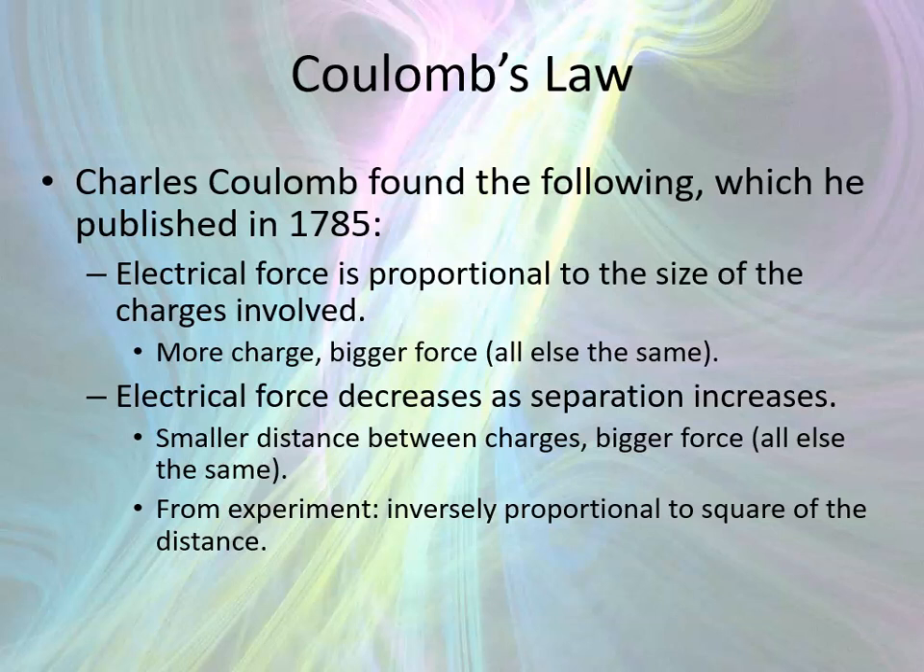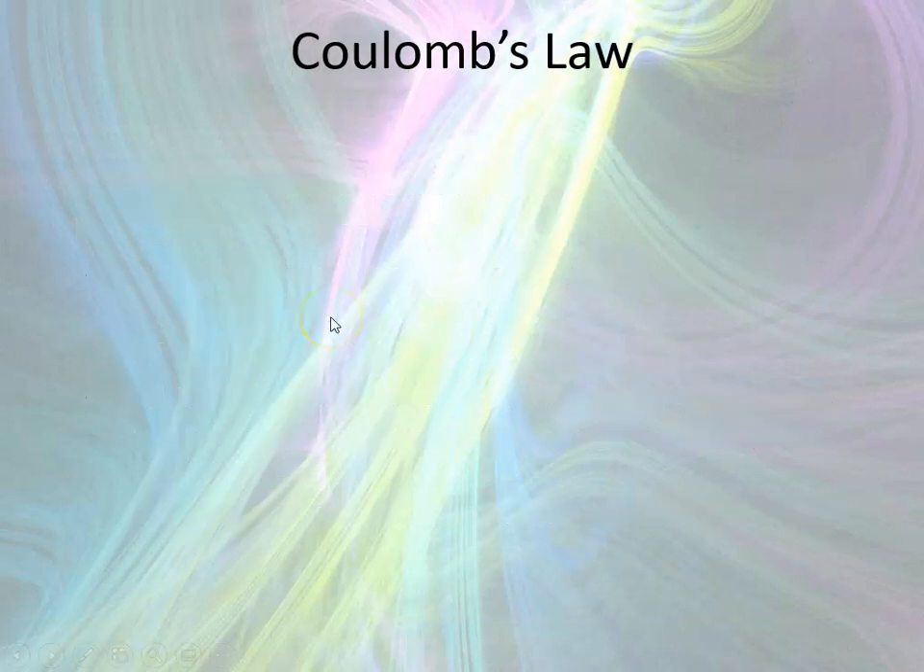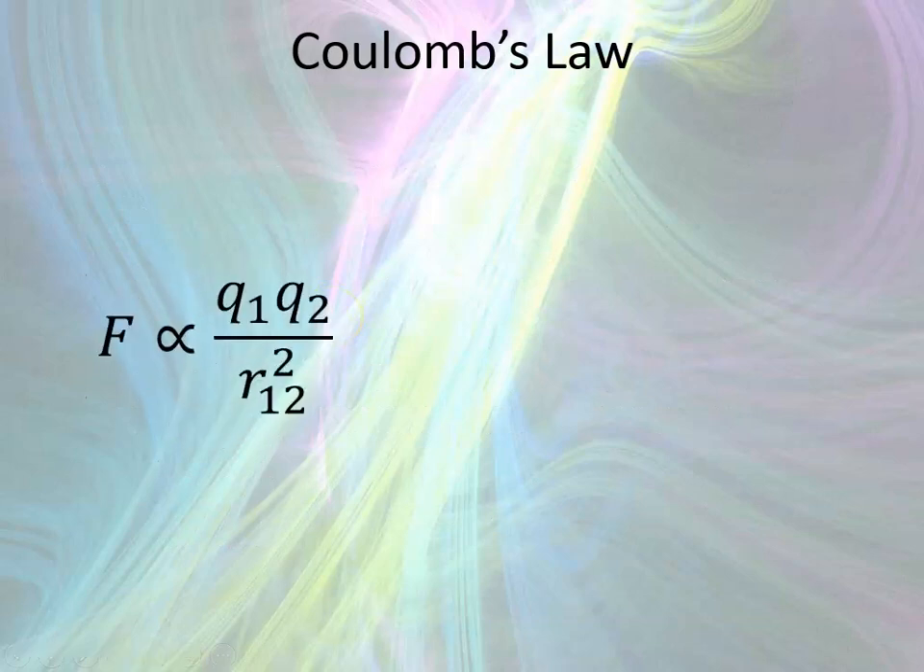So this can be summarized by saying that the force between the objects is proportional to the product of the magnitudes of the charges, and inversely proportional to the square of the separation distance between the charges. Now these subscripts denote the individual charges. For example, Q1 and Q2 is like, okay, charge 1 and charge 2, so two different charges. R12 simply represents the distance between the centers of charge 1 and charge 2.